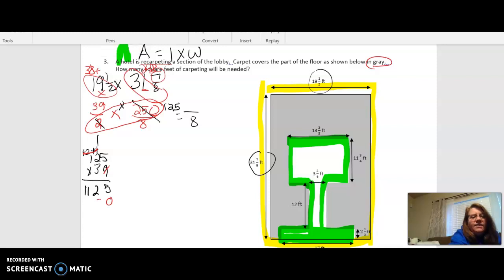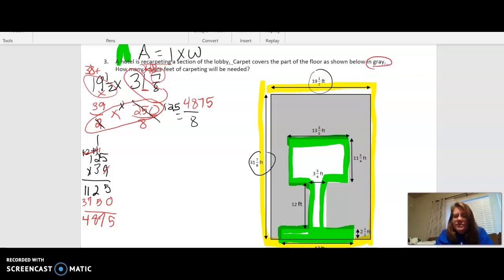3 times 5, 15. Carry my 1. 3 times 2 is 6, plus 1 more is 7. 3 times 1 is 3. Make sure that looks like a 7. Now I have to add them up, right? 5, 7, 8, 4. Holy cow. So now I have 4,875 over 8.